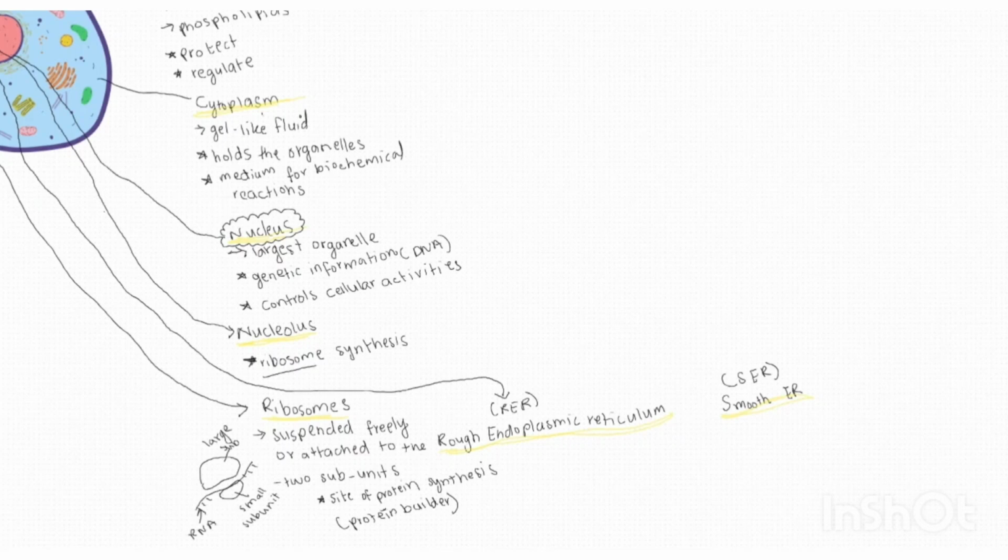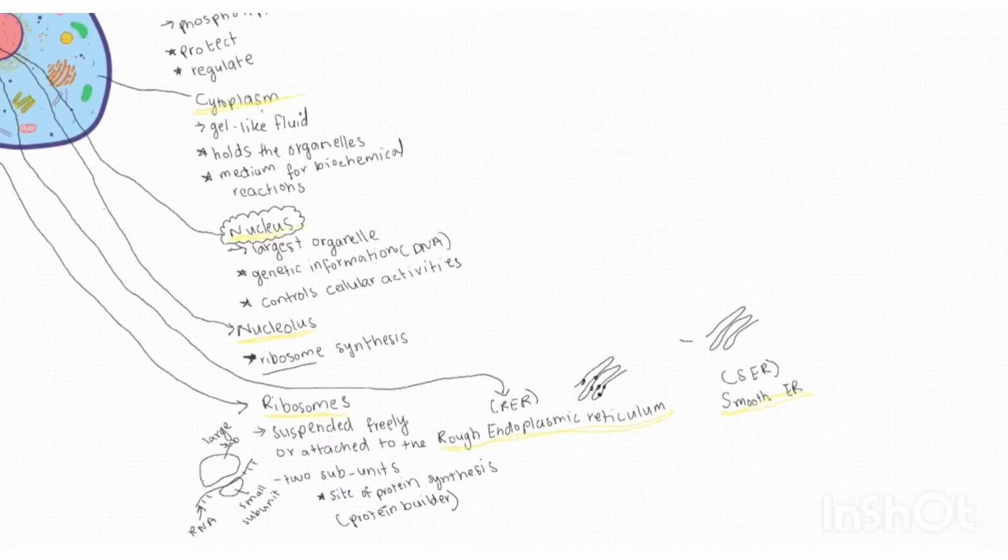Okay, the rough endoplasmic reticulum, the smooth endoplasmic reticulum. Now we're drawing the endoplasmic reticulum, so on both sides, and here's where the difference is. The rough endoplasmic reticulum actually has ribosomes attached to it. So you see, that's why it's called rough. It's not smooth, because there are ribosomes attached to it.